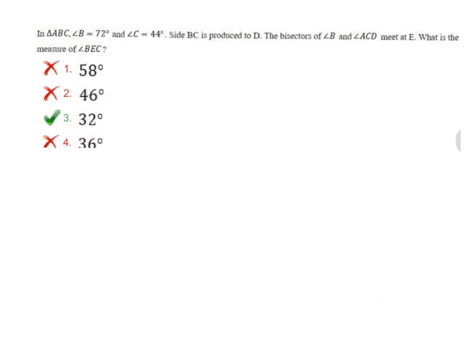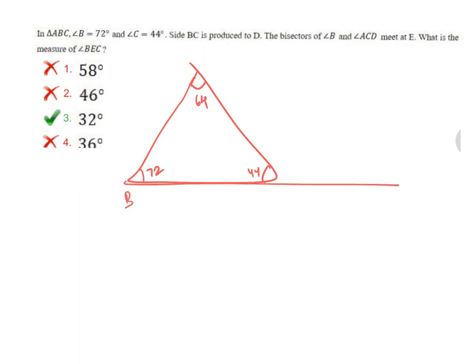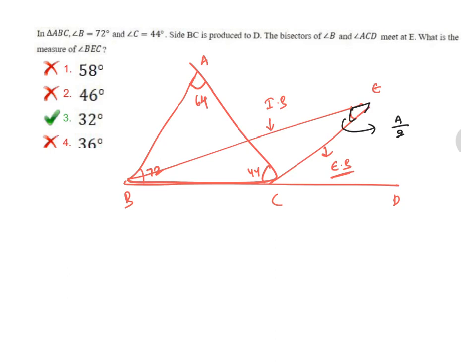In triangle ABC, angle B is 72 and angle C is 44. So 72, 44, 72 plus 44 is 116. Remaining is 64. So BC is produced to D. And the bisector of angle B and angle ACD meet at point E. So one is internal bisector and one is external bisector. So we know one internal bisector and external bisector meets, the angle produced here BEC is equals to angle A by 2. Therefore angle A is 64 by 2 is 32 degrees.